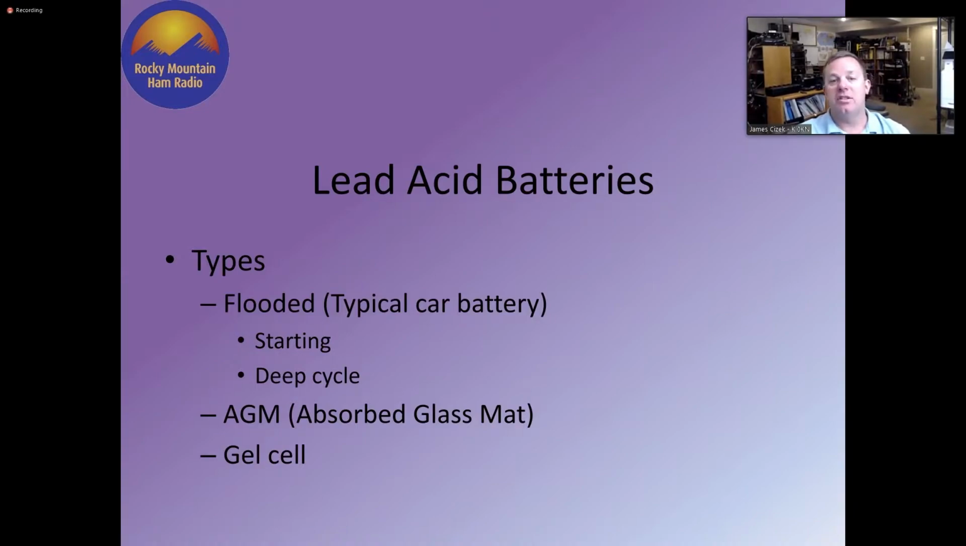In the lead acid side of things, there's basically three main types of batteries. We have the flooded batteries, meaning that it actually has an acid water liquid in the battery, like your typical car battery. And then of course there's subtypes of those, a starting battery and a deep cycle battery. The AGM battery is an absorbed glass mat. Same exact concept as flooded, except instead of a liquid floating around loose, it is absorbed into typically a fiberglass mat that's tucked into the battery between the plates, and then a gel cell.